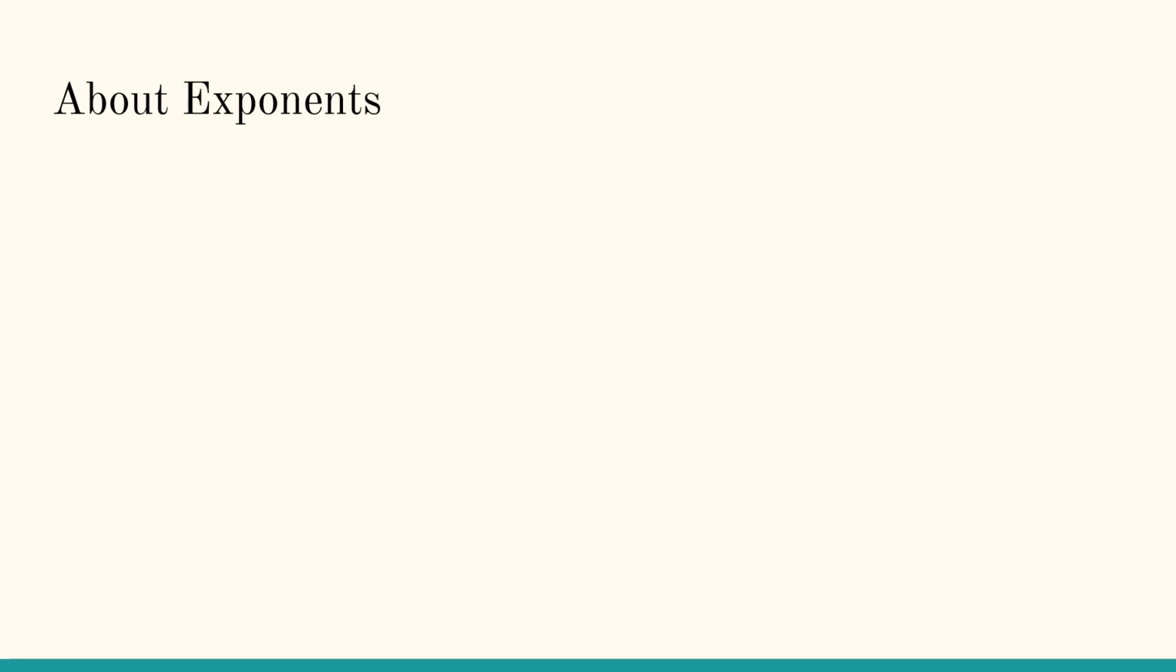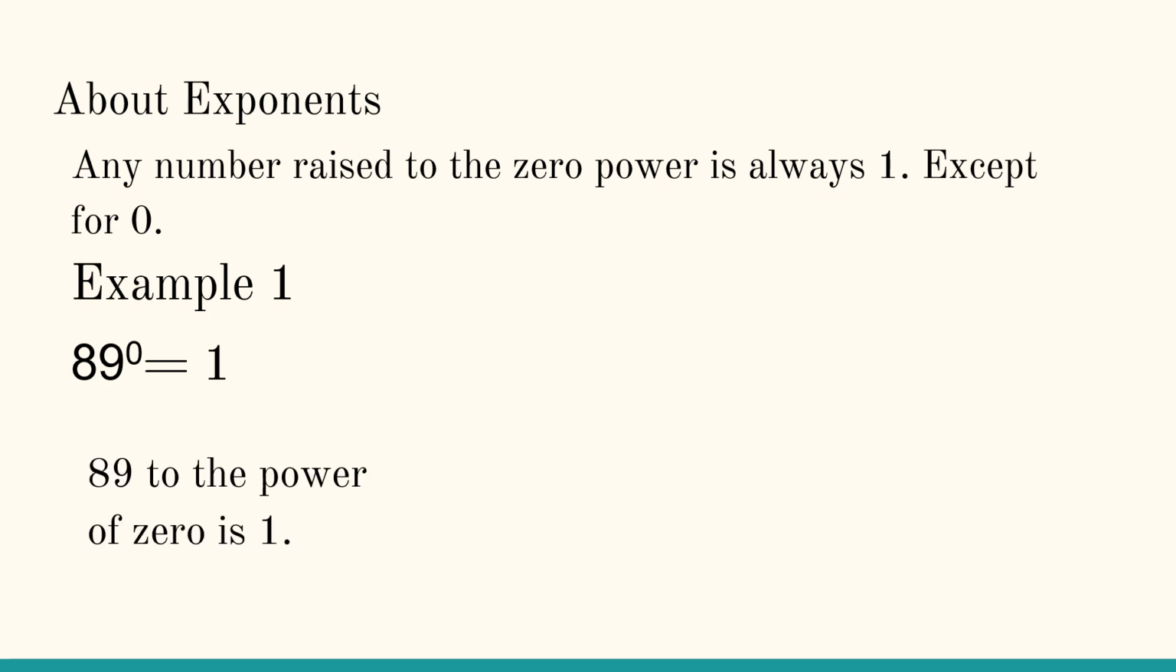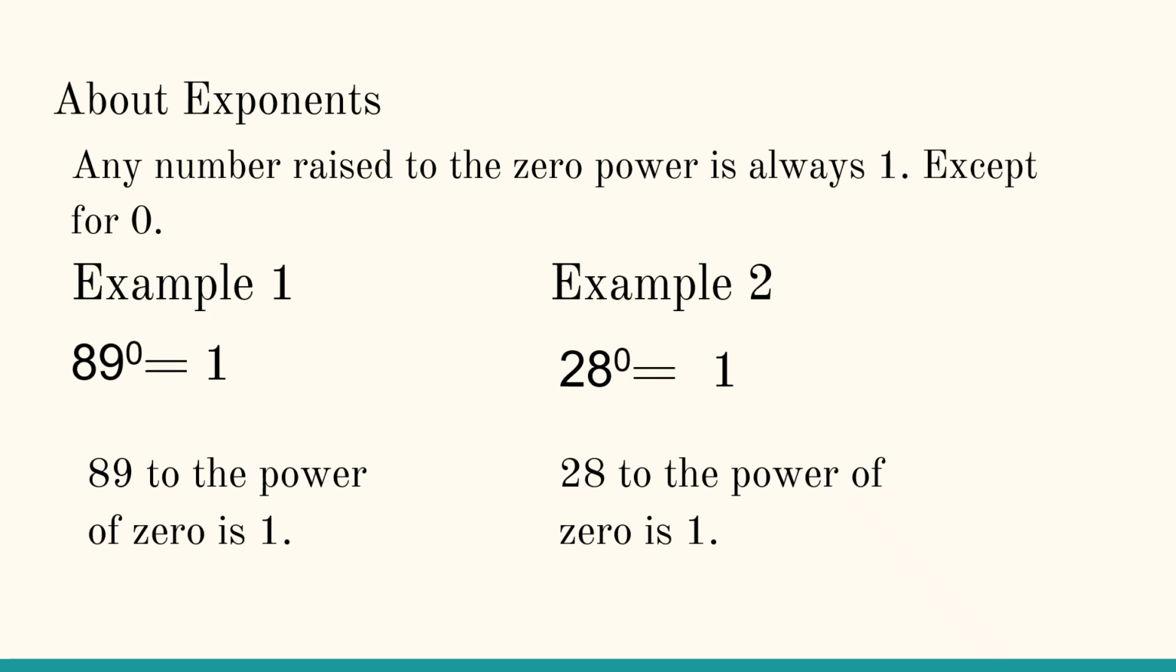Rule number 2. Any number raised to the 0 power is always 1, except for 0. For example, 89 to the power of 0 is equal to 1. So 89 to the power of 0 is 1. Example 2. 28 to the power of 0 equals 1. So 28 to the power of 0 is 1.